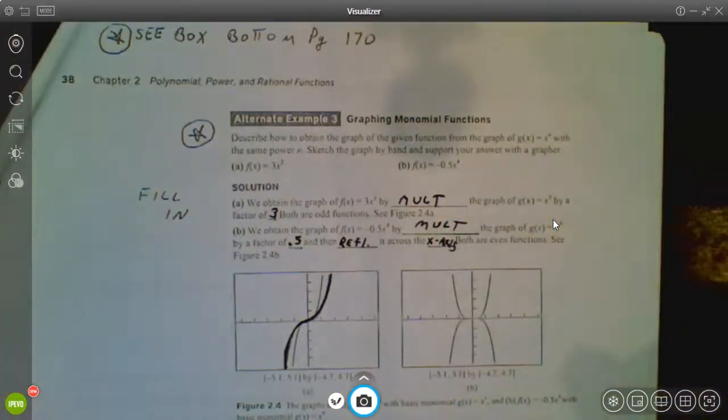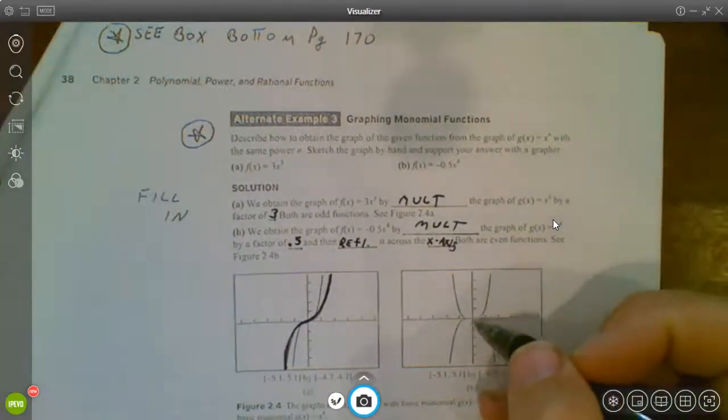Computer type is much smaller than my handwriting. So both are even functions. Again, if we are familiar with x to the fourth, powers of 4 can be a little tricky. In its most basic raw form, it really looks like a squished parabola.